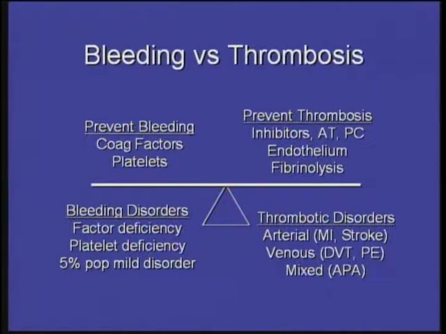And so when we think about the things that can go wrong, we've got the bleeding disorders, and typically these are things where you're missing something. Factor deficiency, platelet deficiency, thrombocytopenias or platelet dysfunction, and relatively speaking, only a small portion of the population actually has a typical Coag disorder. They've got some kind of a bleeding disorder. If you looked at the whole population, it's probably less than about 5% of us have some form of Coag disorder that's going to lead to bleeding.